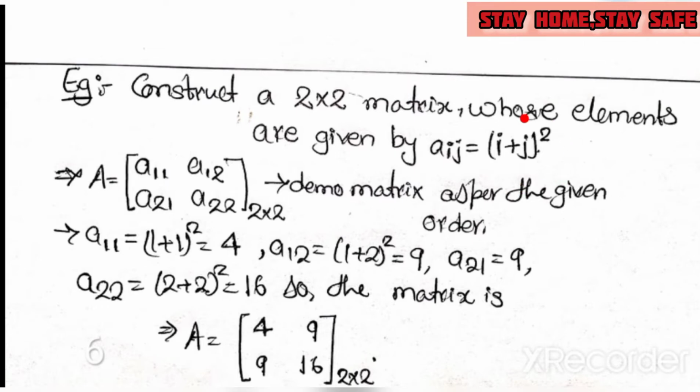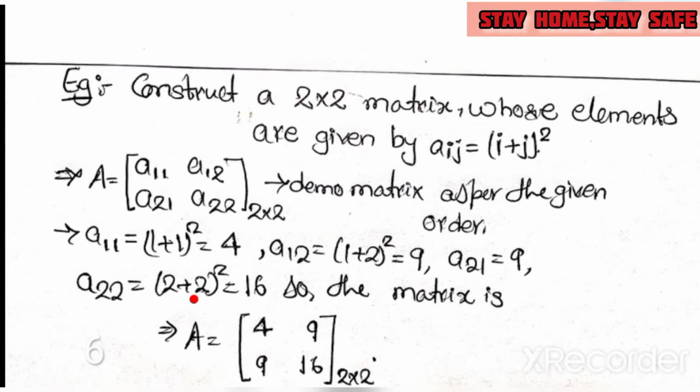So if you go by (i plus j) whole square, then for a11, i is equal to 1, j is equal to 1. So 1 plus 1 whole square is equal to 2 whole square, which is 4. The same applies for a12, that is 1 plus 2 whole square. Mind you, my friends, we get this 1 plus 2 from this position. So 1 plus 2 whole square is equal to 3 whole square, which is 9. The same applies for a21, that is 2 plus 1 whole square, which is 9. And the same for a22, where i and j are both 2.